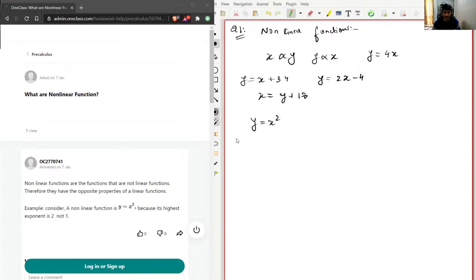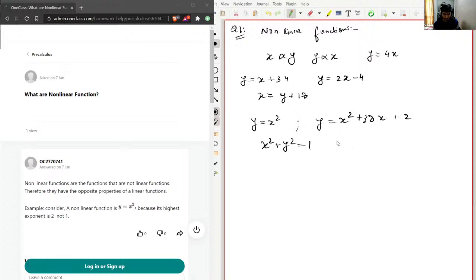You can see that y is not equal to just x. It is equal to x square. So y is not directly related to x; it is directly related to x square. This kind of equation is a nonlinear equation, like this one, or y equal to x square plus 38x plus 2, or the equation of a circle, x square plus y square equal to 1.